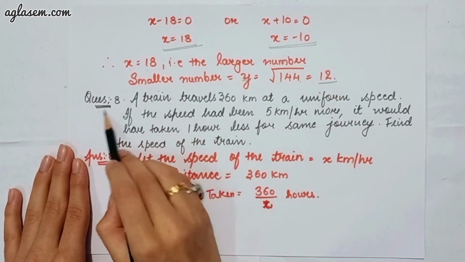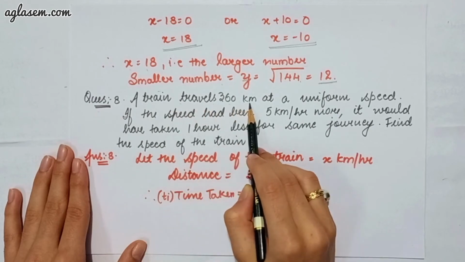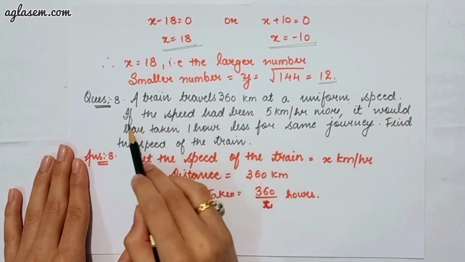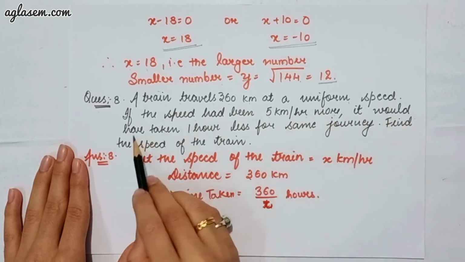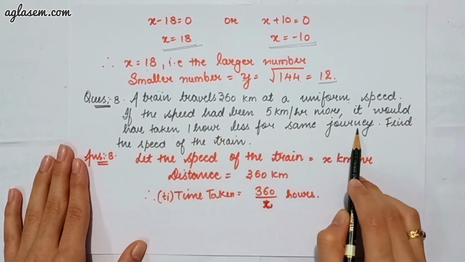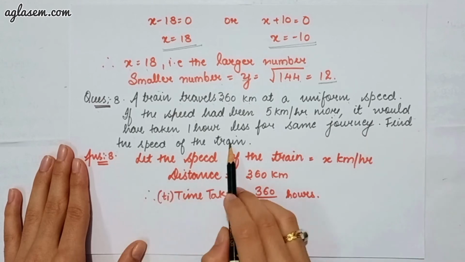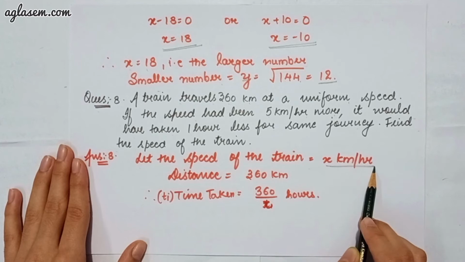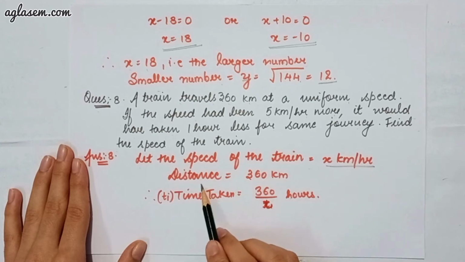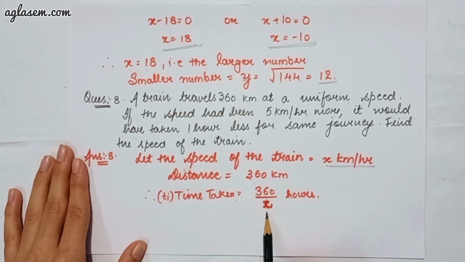Question number 8 says a train travels 360 km at a uniform speed. If the speed had been 5 km per hour more, it would have taken 1 hour less for the journey. Find the speed of the train. So here we have to let the speed of the train be x km per hour and the distance that is given to us, that is 360 km. So time taken, we know, is 360 divided by x.